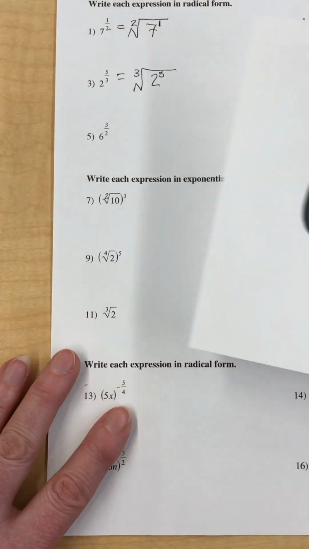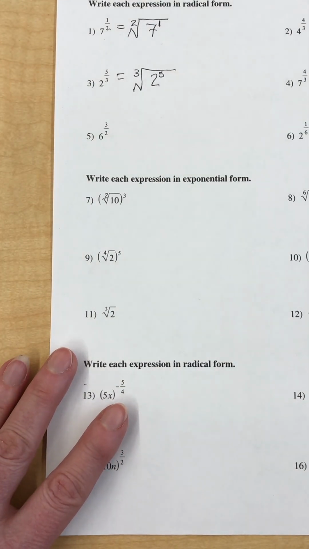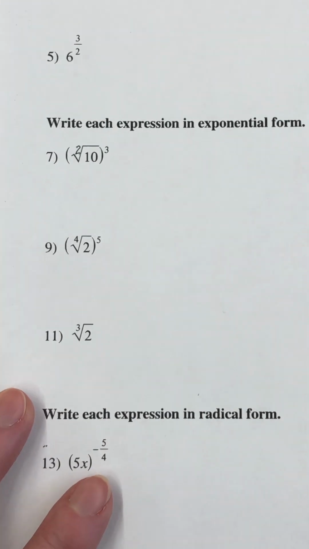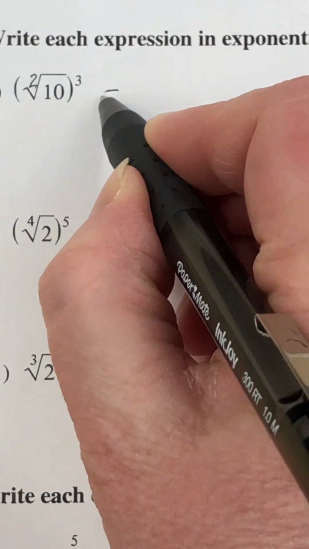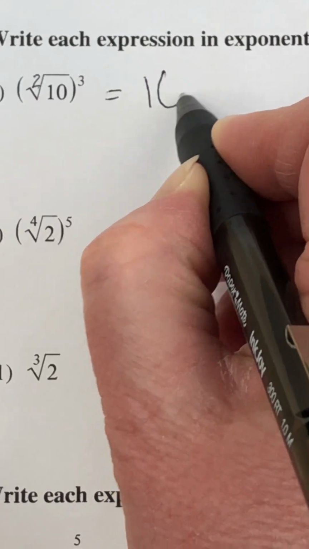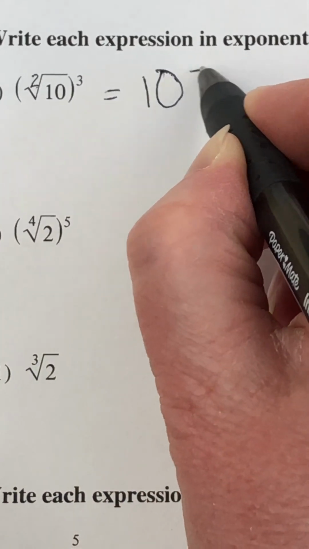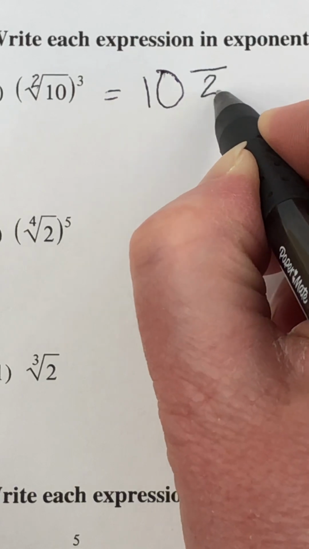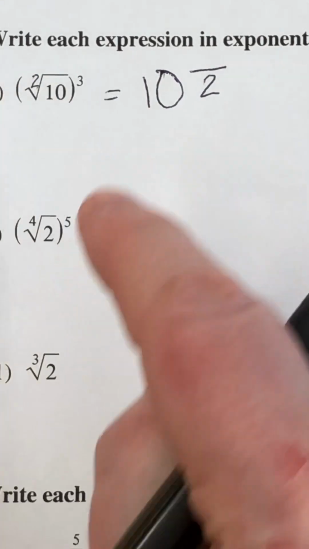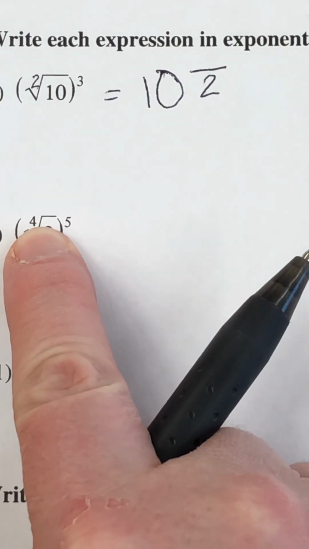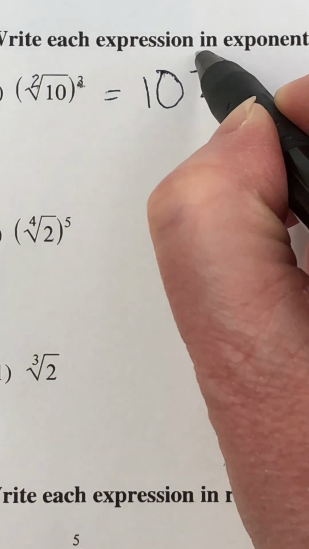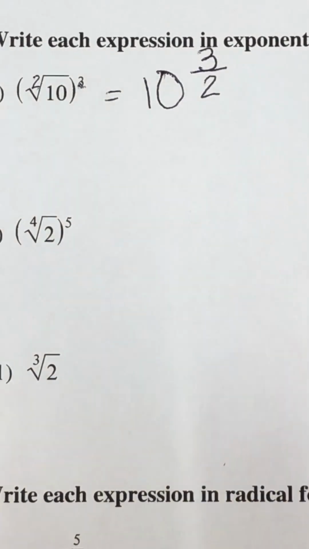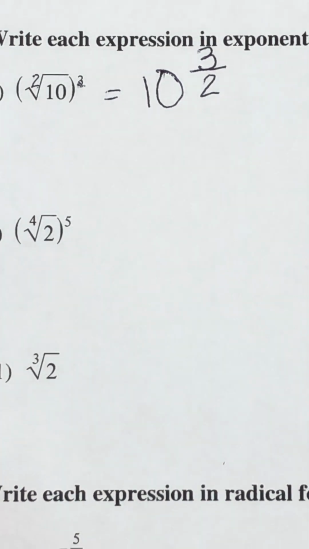Okay, so how would this go? Your base on this one is a 10. Your n is the 2 because it's the square root, and when there's nothing there, that's square root. Otherwise, you'll have something like this is the fourth root. And then your m is the 3. So you're cubing that. And so this one would be 10 to the 3 over 2 power.